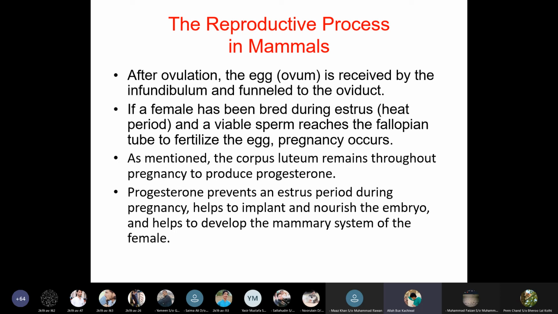The progesterone prevents an estrus period during the pregnancy, helps to implant and nourish the embryo, and helps to develop the memory system of the female.